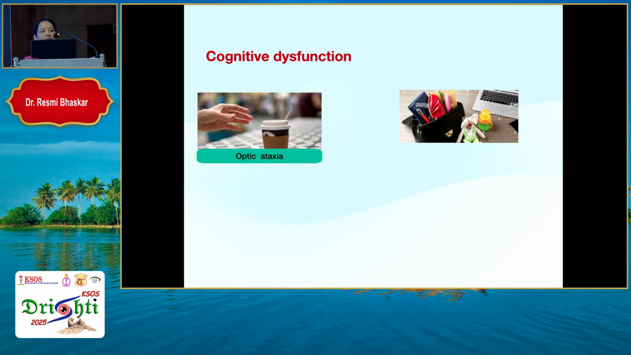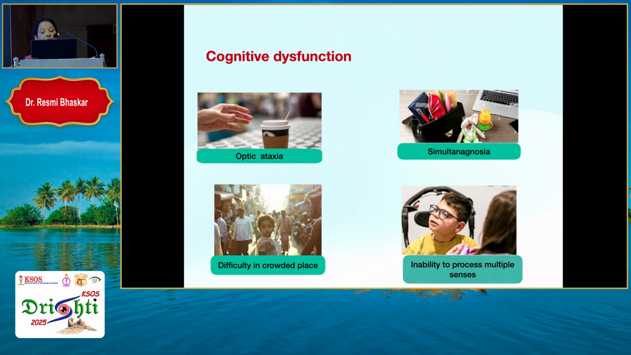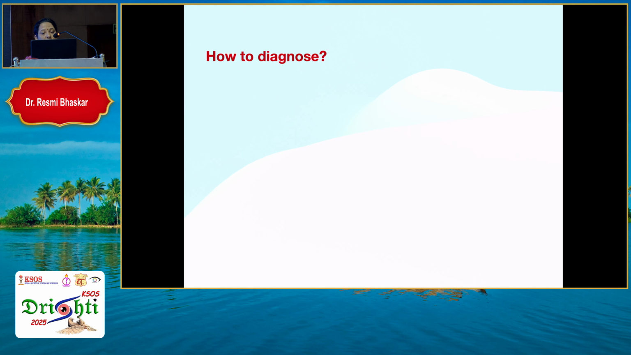Simultaneous agnosia is difficulty identifying multiple objects at the same time, difficulty seeing in a crowded place, and difficulty using multiple senses at the same time. When you are talking to him, he will be looking away, and when you want him to speak, both visual and auditory won't come together for him.